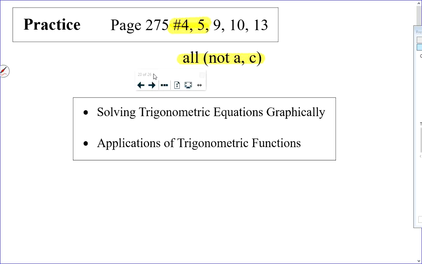All of these questions on page 275 and 4 and 5 are solving equations graphically. Setting up the window settings, finding the coordinates. And then 7, 10, or 9, 10, and 13 are word problems, where you're given the equation. It's like the tide question. So get to work on those. You have about 15 minutes here in class to work on them, and I will be around to help you out.